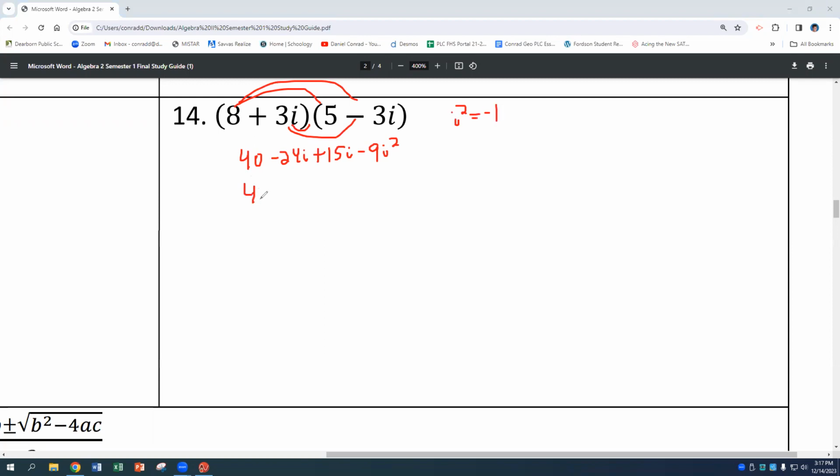So I'm going to do 40. I'm going to combine like terms. This is going to be minus 9i, right, negative 24 plus 15 is negative 9i. Minus 9i squared. So instead of i squared, I'm going to substitute in negative 1, which means I have 40 minus 9i plus 9, which gives me 49 minus 9i.